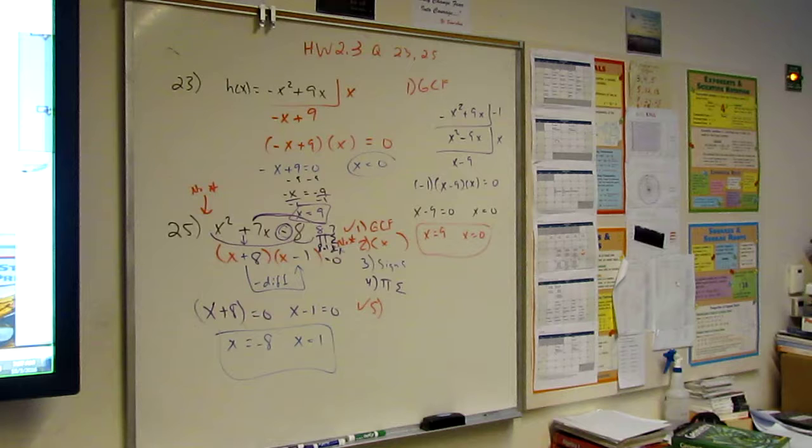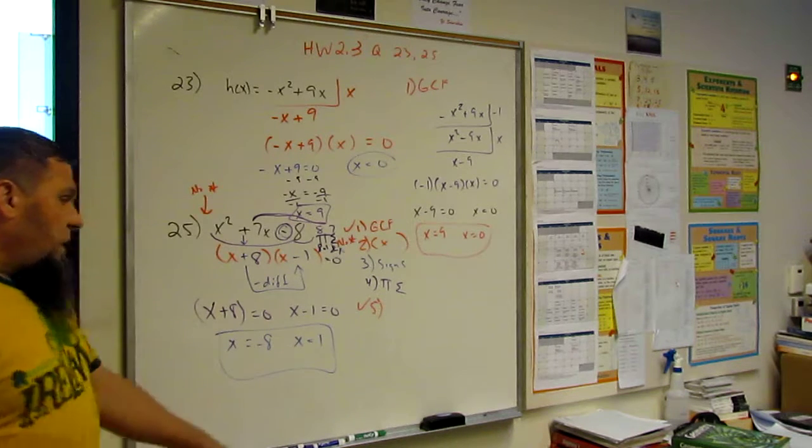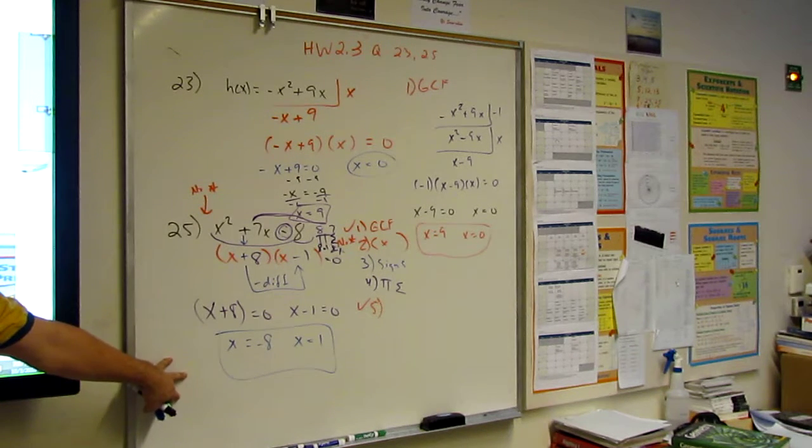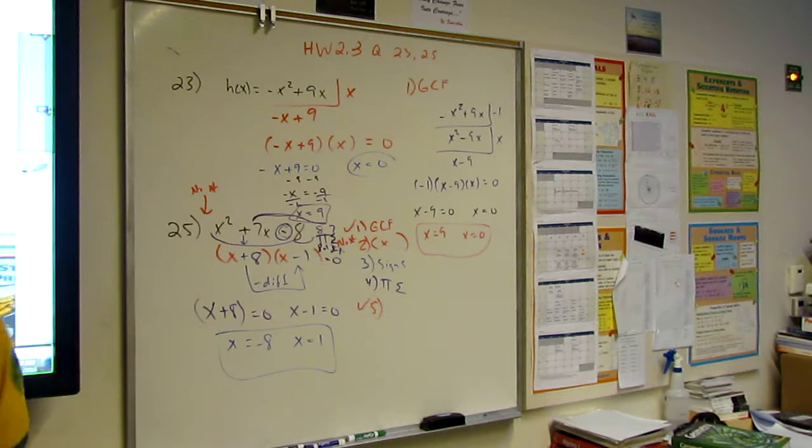And this is the easy way to find zeros. This is obviously not the easy way because students have a hard time factoring, right? But believe me, this is easy.